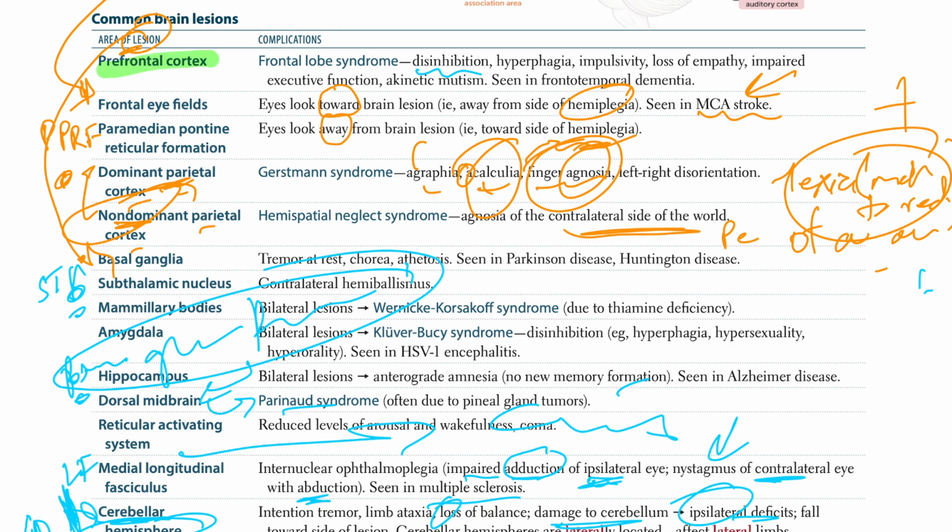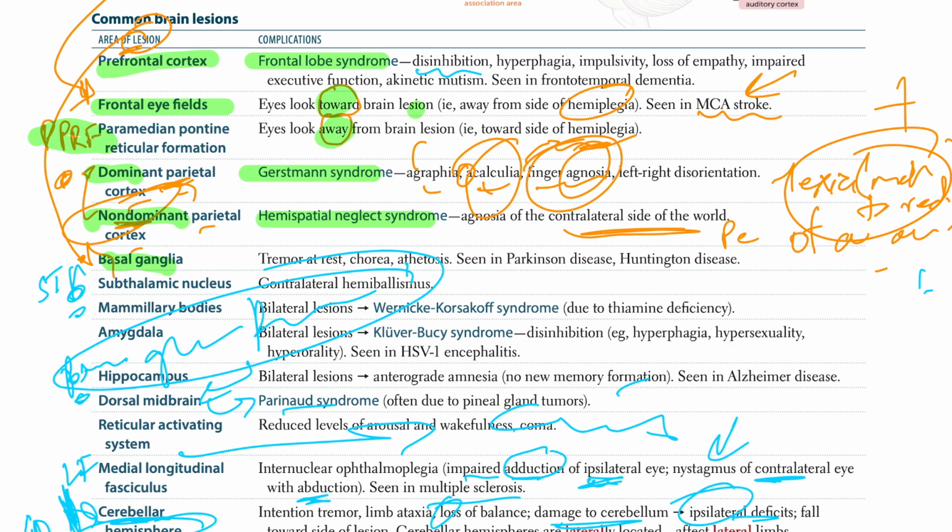Prefrontal cortex, meaning frontal lobe is out, you will get frontal lobe syndrome. Frontal eye fields are out, high yield, the eyes will look toward the brain lesion. If the PPRF, and we will talk about that in ophthalmology, the eyes will look away from the lesion. Dominant lobe is out, Gerstmann syndrome. Non-dominant out is hemispatial neglect syndrome.